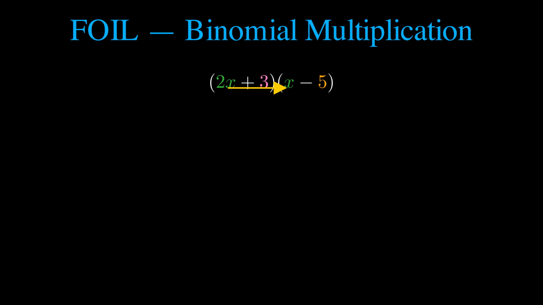Start with the first terms. Multiply 2x and x to get 2x squared. Next is outer. Multiply 2x and negative 5 to get negative 10x.